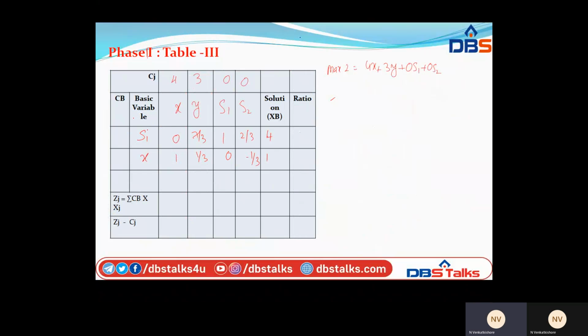But the coefficients of the basic variables, we do not need to copy from the second table. We just present them from the current objective function, that is 4, 3, 0, 0. So this is 0, this is 4. This is not required. Then again Zj, what is the value? 4, 4 by 3. We are just multiplying 0 into 0 plus 4 into 1, like that. Then what about Zj minus Cj? This is 0.